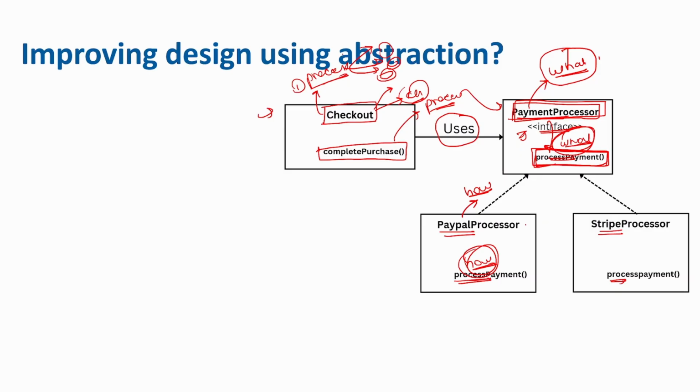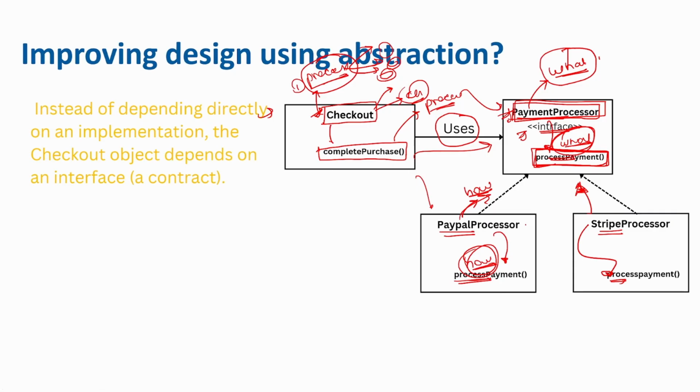So what we have done is use the interface, and now the Checkout class does not directly depend upon a specific payment processor. Instead it depends on the PaymentProcessor interface, and now different classes implement this interface and define the implementations. So let's code it and understand how it helps us achieve loose coupling and what abstraction is.